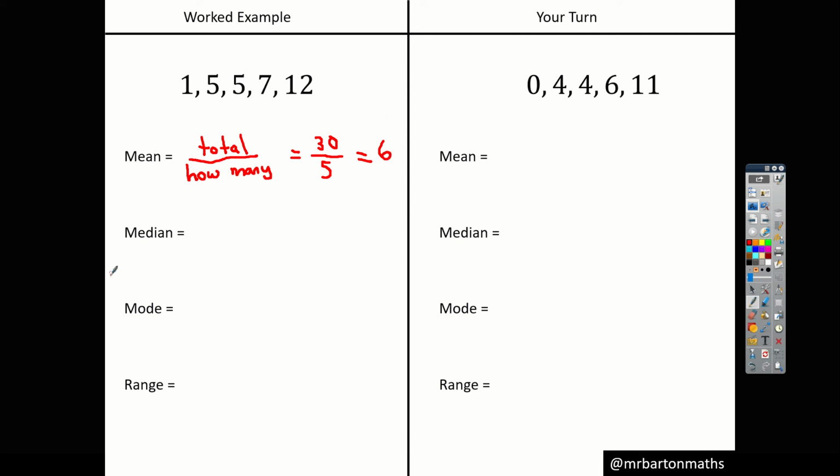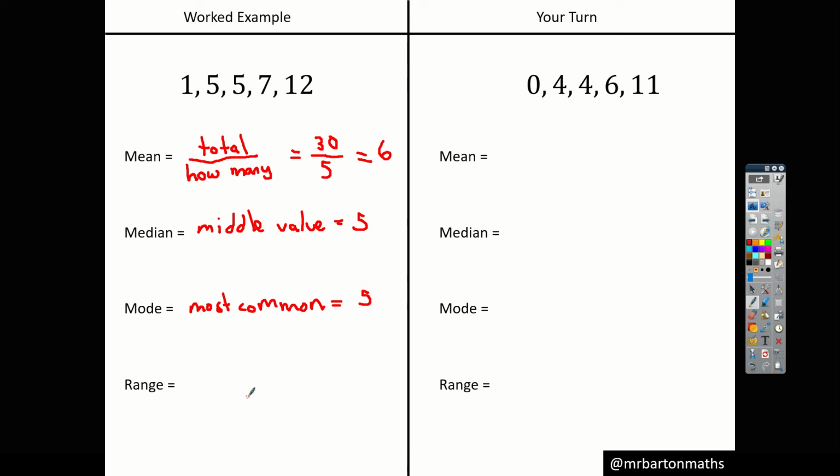For the median, what I need is all of my data in ascending order, but it looks as if I've already got my data in ascending order. And then I need to look for the middle value. And the middle value of the 5 numbers is this third one here, so it's 5. So I'm going to write the middle value so we remember what that is. And that bit's done. For the mode, we know that that's the most common. And clearly, the most common value in the list is 5 because it appears more than the others.